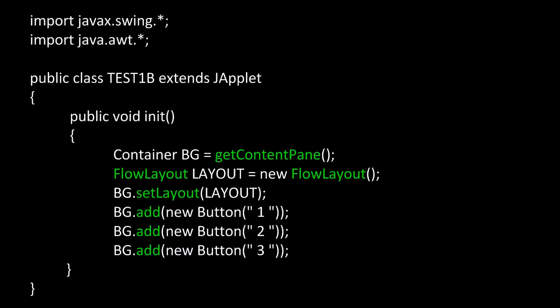As an alternative to the previously described method of setting FlowLayout, we could also do it the traditional way, in which case you would call the method or function getContentPane and assign the return value to a new container object. You would then instantiate or build a new FlowLayout object. Then you would take your container object and call the method setLayout and pass in your instance to FlowLayout, like so.